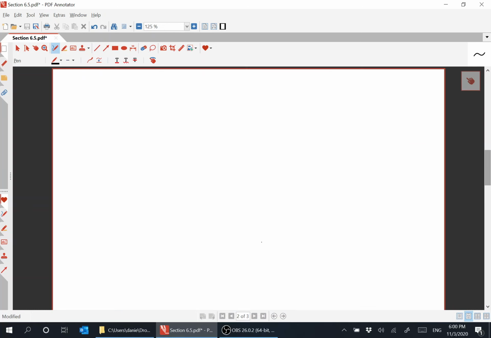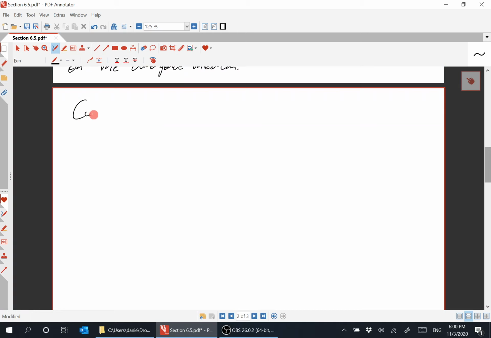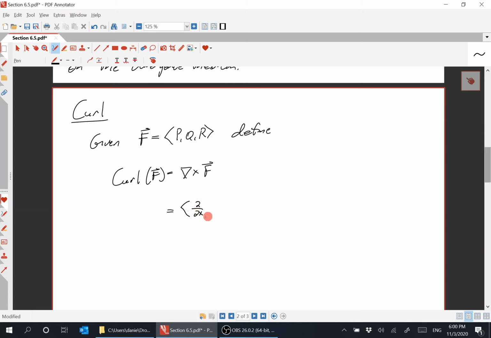And then the curl. Given a vector field F, we've actually already talked about it, equal to P, Q, R. Define the curl of F to be equal to that gradient operator cross F. So that's equal to partial with respect to x, partial with respect to y, partial with respect to z, cross P, Q, R.